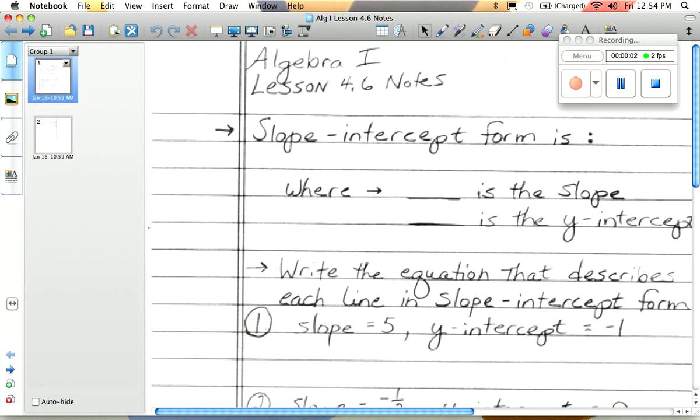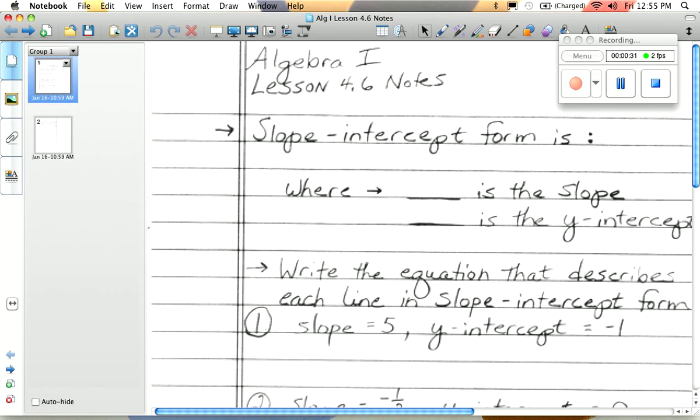In lesson 4.6, you should have been introduced to slope-intercept form, and not only how to write an equation in slope-intercept form, but how to pull the slope and the y-intercept from the equation when it is in slope-intercept form. You should also have learned something about graphing with slope-intercept form.